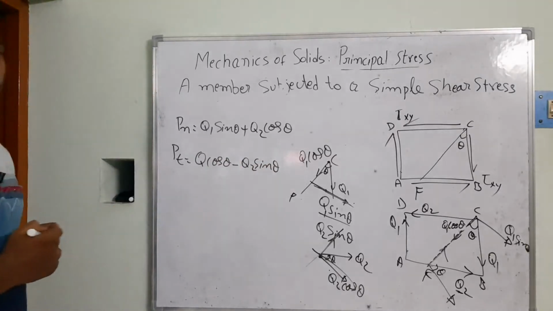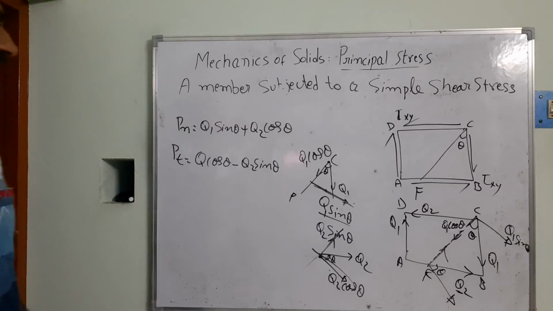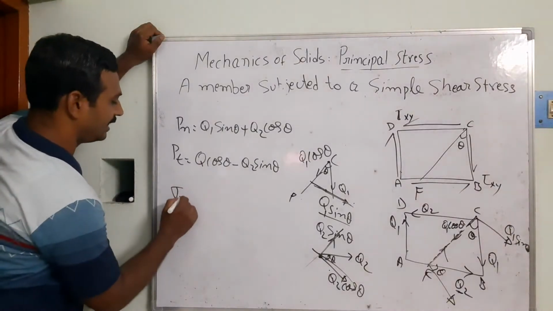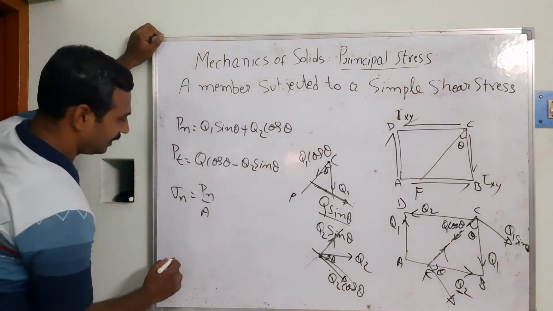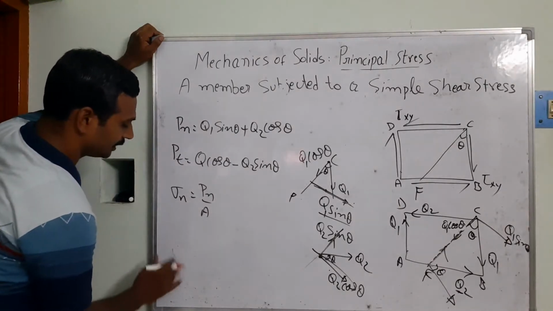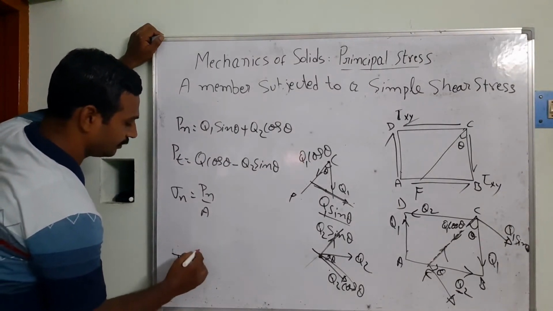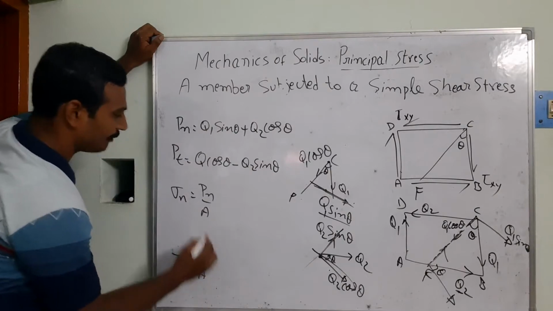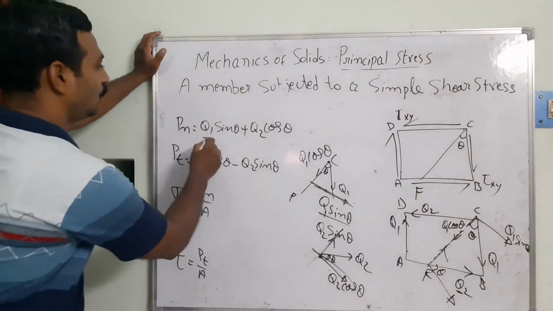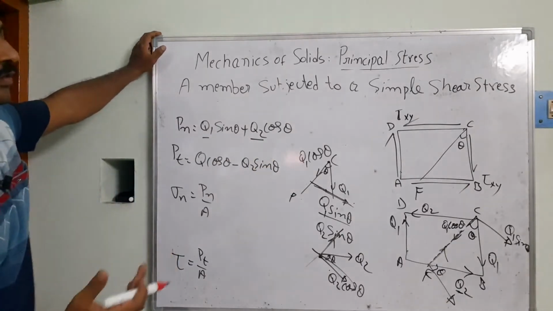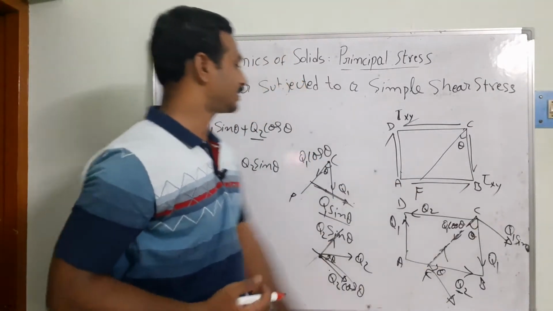So now I am going to substitute what is the PT and what is the Pn. As we know, when calculating the normal stress, that's going to be sigma n is equal to Pn by A, and similarly the PT gives the shear stress tau is equal to PT by area. Right, so I need to define what is the Q1 and what is the Q2 in terms of the tau xy.